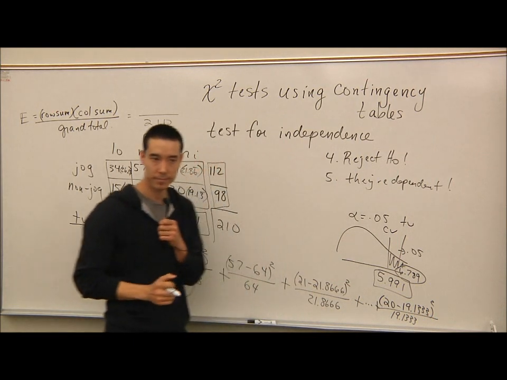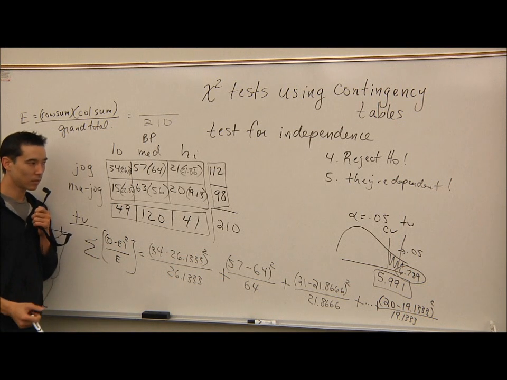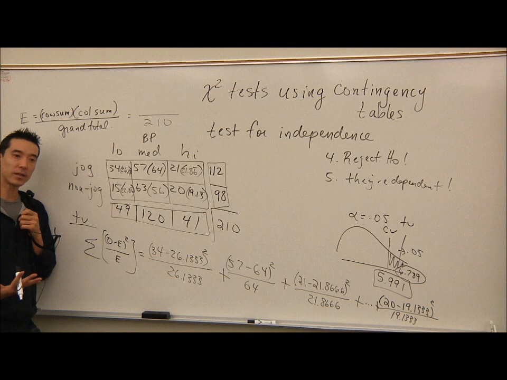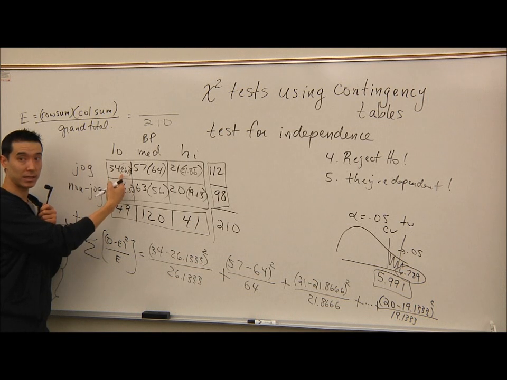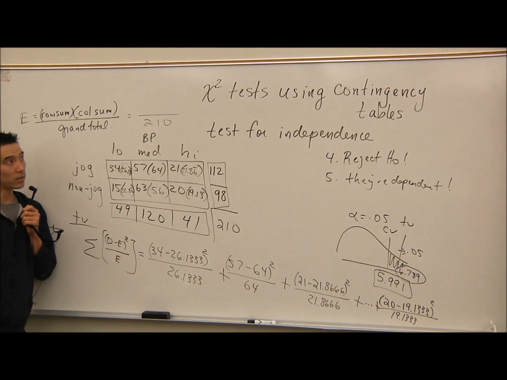Okay? Why else would you jog if it didn't affect your blood pressure? Any questions on that one? It's the same formula. The new stuff today is you have to use row sum times column sum divided by grand total to get each of these expected values. Okay? We're going to do another problem.